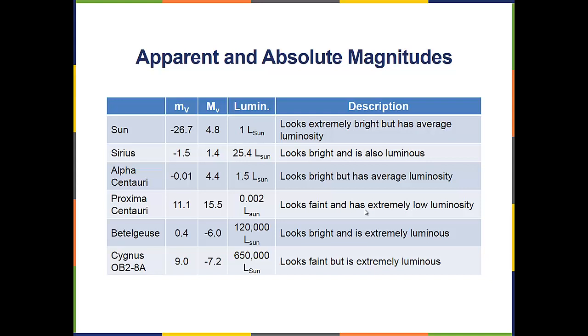Finally, I included here a star called Cygnus OB2-8A. It's not bright. It's not visible to the naked eye. That's why it doesn't have a real name like Sirius or Betelgeuse. It's just identified as some star in the constellation Cygnus. But look at its absolute magnitude. It's negative 7.2. This star is 650,000 times as luminous as the Sun. It's one of the most luminous stars ever discovered.